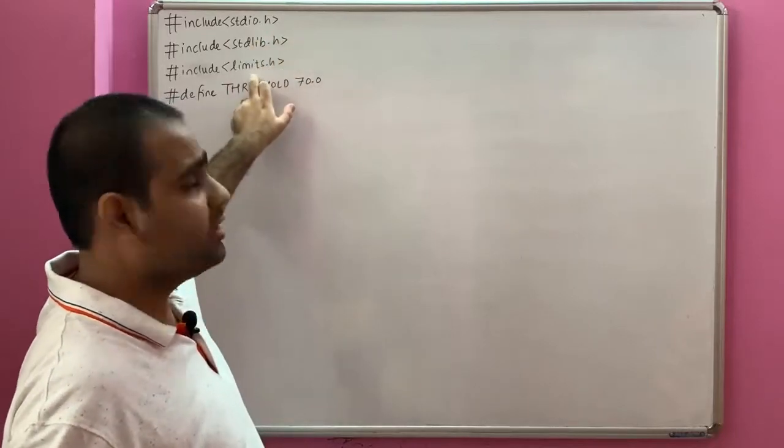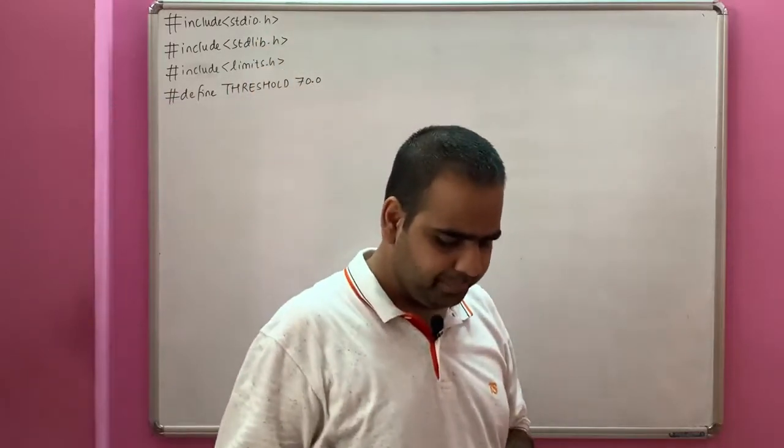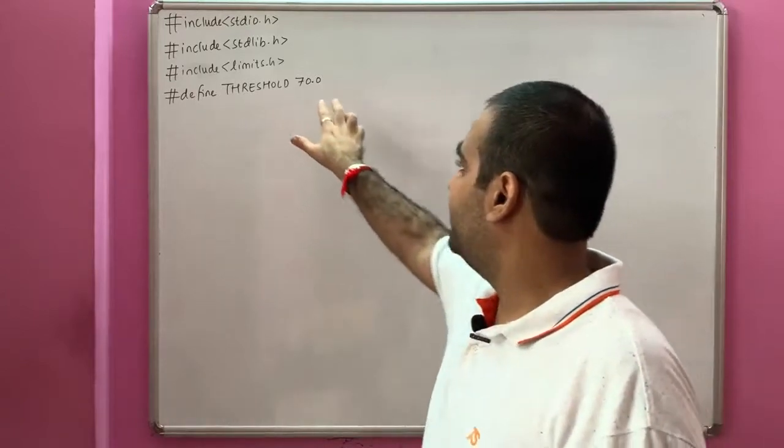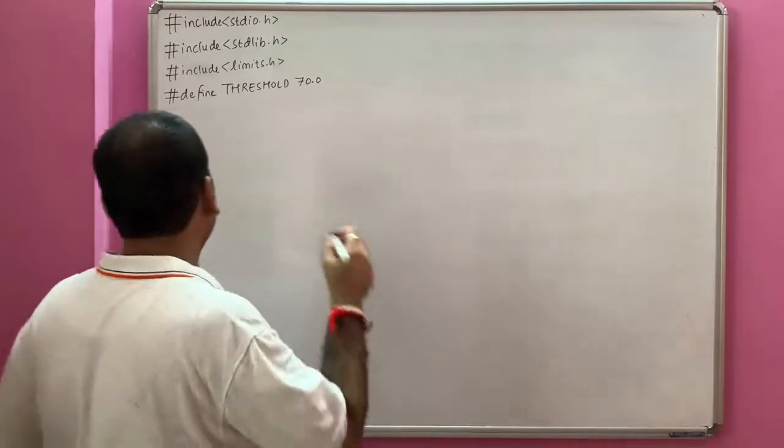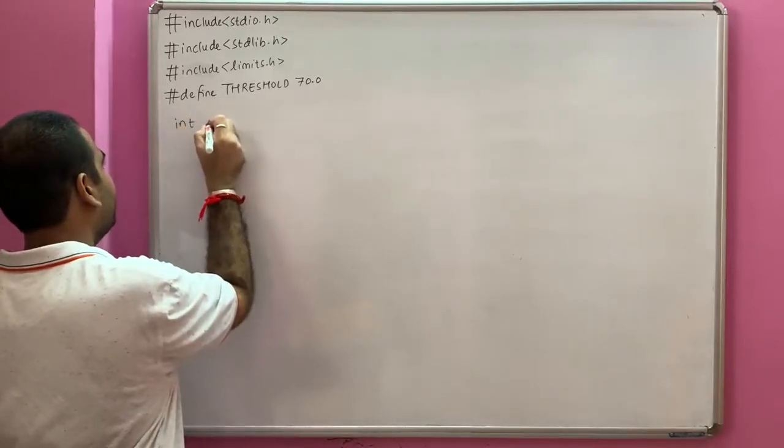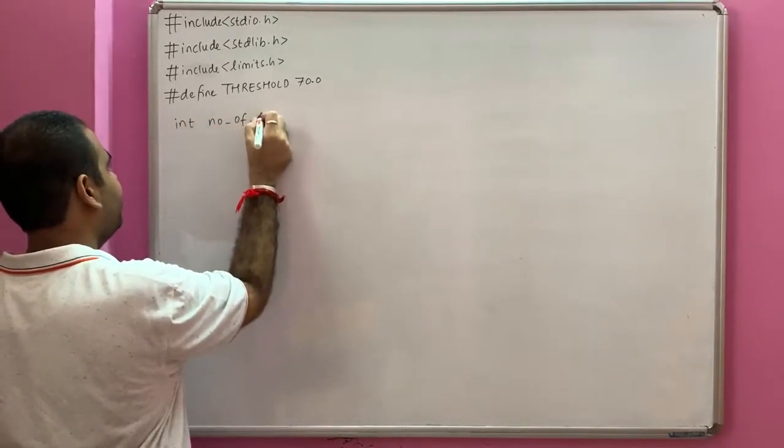We say limits.h because we said that we will store infinity, and the threshold we have taken to be 70%. Now we need two more global variables. What are the two more global variables we need? The number of keys, because to calculate alpha we need it.